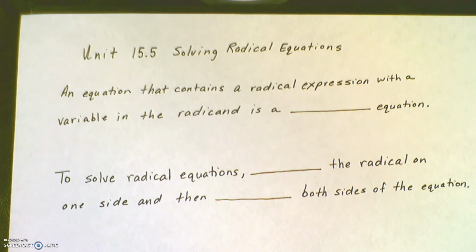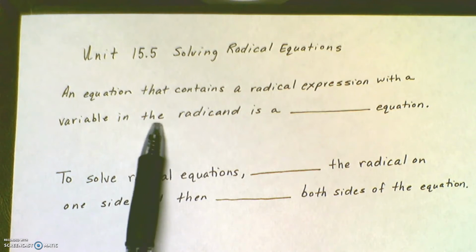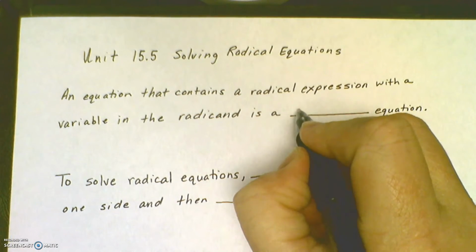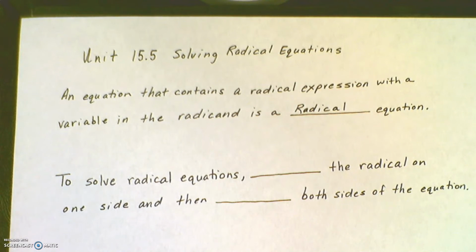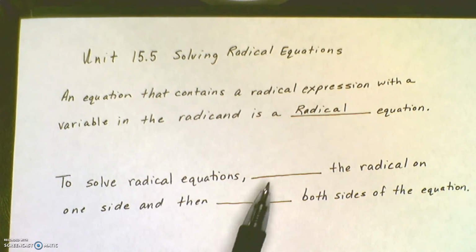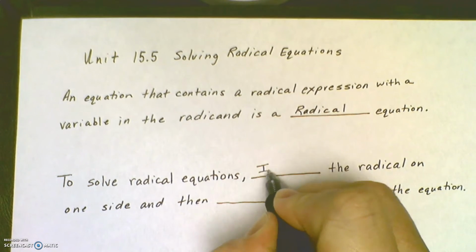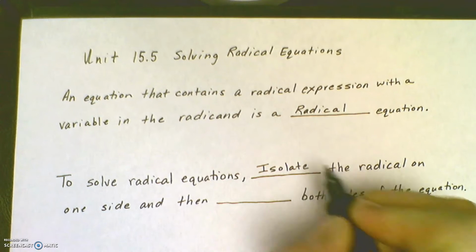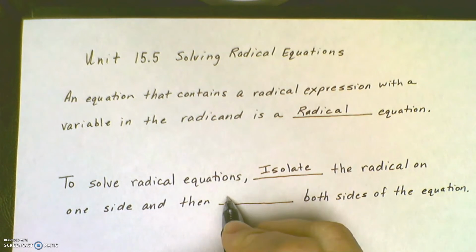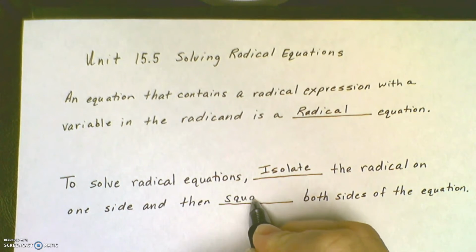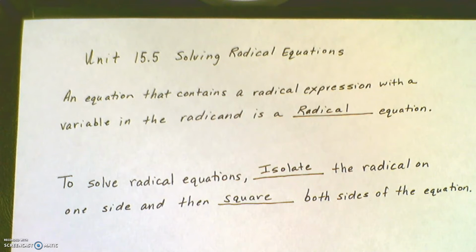An equation that contains a radical expression with a variable in the radicand, so the variable is in the radicand, is a radical equation. To solve radical equations, first thing we want to do is to isolate the radical on one side. So we're going to get the radical by itself. Then we want to square both sides of the equation. So we're going to isolate the radical, get it by itself, and then we will square both sides of the equation.